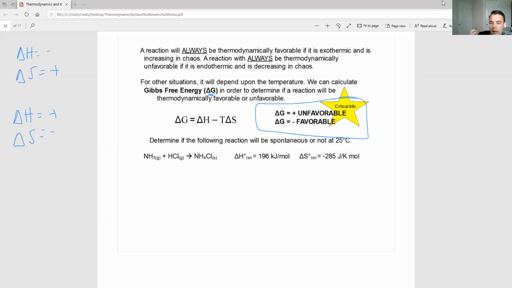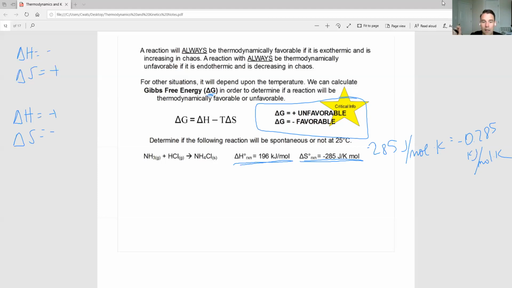And so this is where we have to pay attention to our units. So delta H is in kilojoules, delta S here is in joules. So before I even do anything, I'm going to change this negative 285 joules. It doesn't really matter about the other ones. And I'll just write it out. The same as negative 0.285 kilojoules per moles times Kelvin.